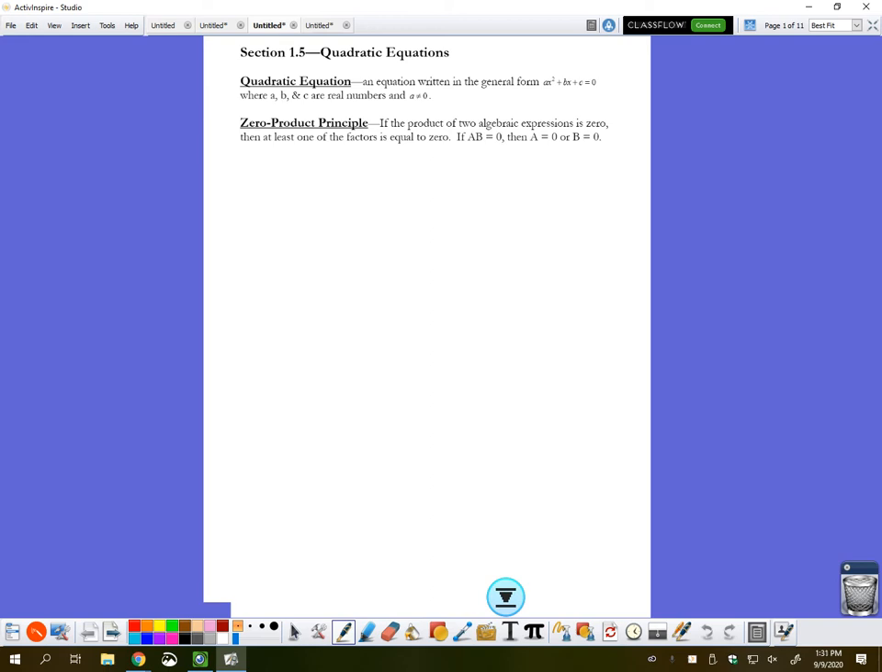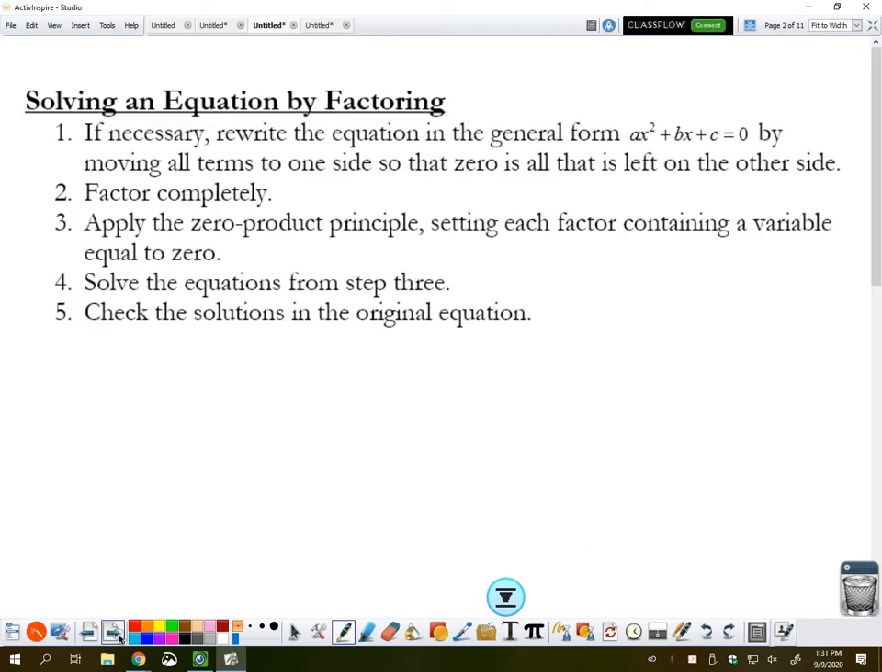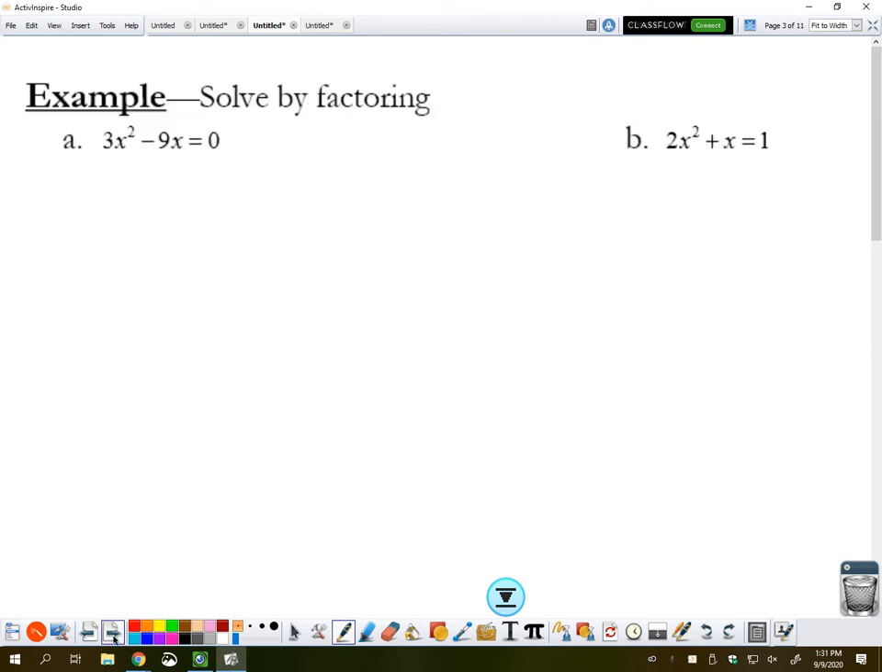So for lesson 1.5, it's all the ways to solve a quadratic. So remember, a quadratic equation is when you have an x squared. If it's written in general form, it's equal to 0. The zero product property is the property that says if you multiply two things together, then one or the other has to be 0. Alright, we're going to solve by factoring. You're going to make sure that it's equal to 0, factor, use the zero product property, solve your two little equations, and you're done. I don't ever check things. You can if you want to be extra studious.